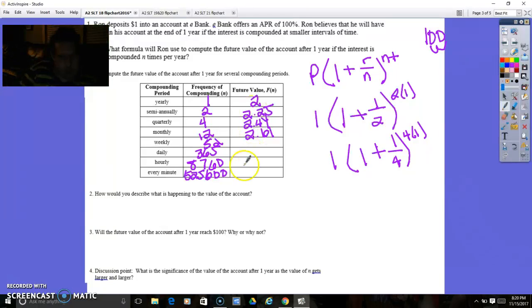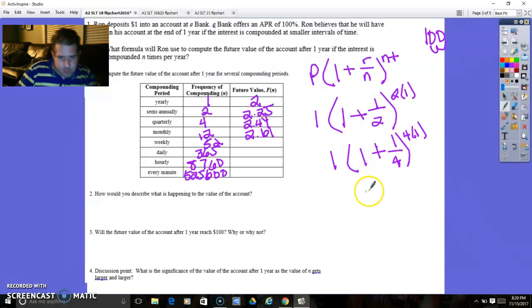Okay, so 52 times a year. That would be 1 divided by 52 plus the 1, to the 52nd power, which is $2.69. Now, what you're probably noticing is the number increased a lot in the beginning, but now it's not increasing so much because you've compounded so many times that you're not seeing that much more interest given.